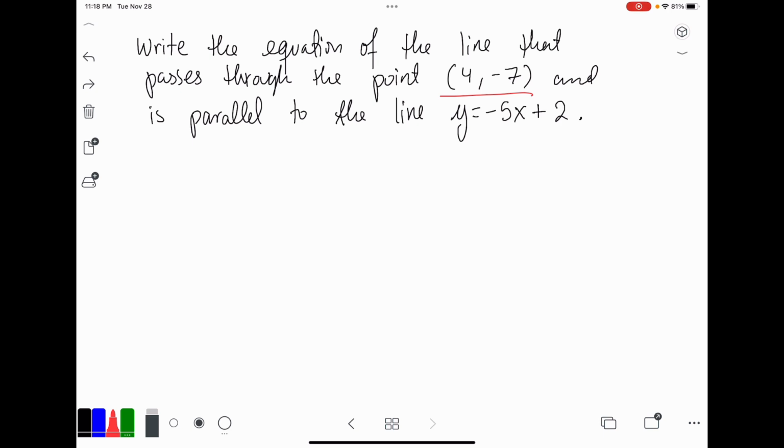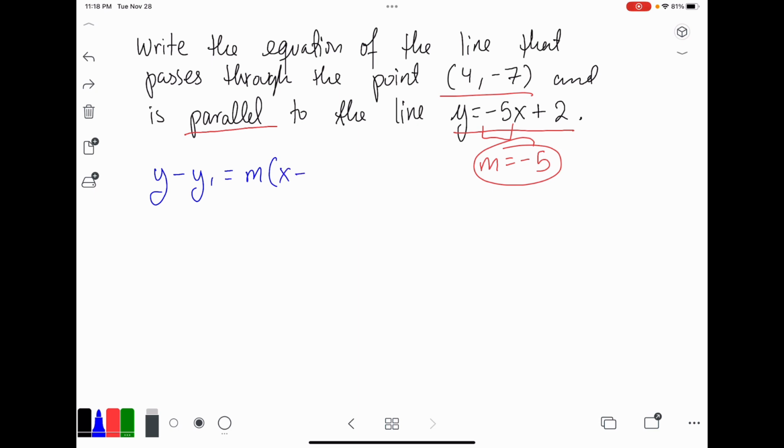The fact that they're telling us that the line that we're trying to write the equation of is parallel to this line means that if they're parallel, they're going to have the same slope. So if the slope of this line is -5, the line that we're trying to write the equation of is going to have the exact same slope, -5. Because we know a point and we know the slope, you can go straight to point slope form, which recall is like this, where m is the slope and (x1, y1) is a known point.